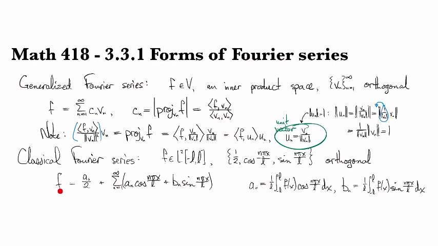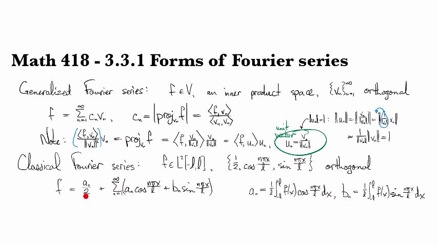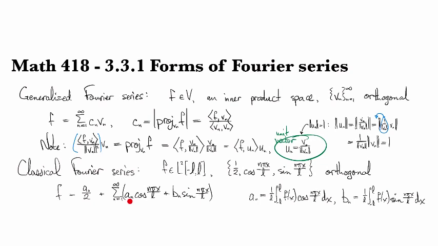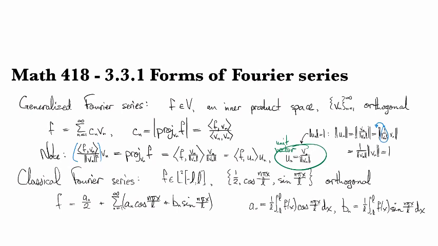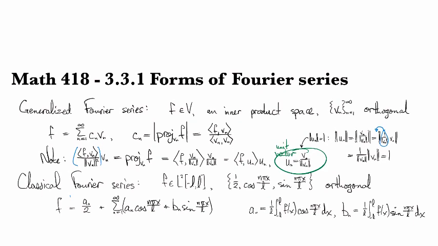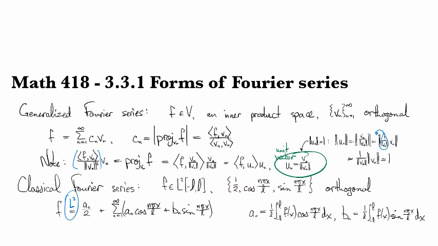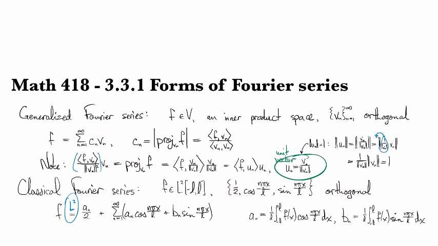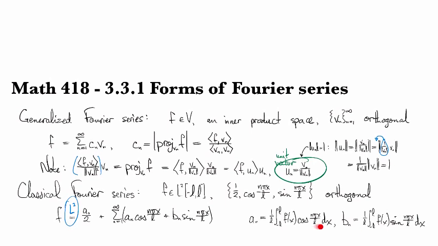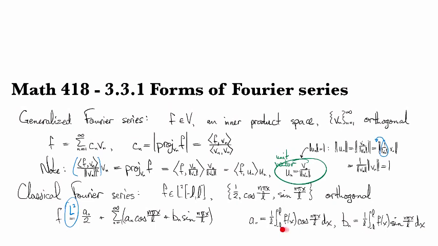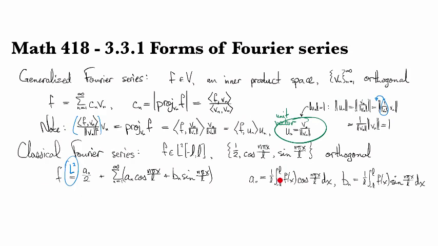And then F will be equal to a naught over 2 plus the sum of an cosine n pi x over L plus bn sine n pi x over L. It's worth pointing out here that this equal sign is in the mean squared sense, or in other words, the convergence of that series is in the sense of L2. And then, of course, those coefficients are given by the standard formula for the Fourier coefficients on the interval from minus L to L. Okay, then there's also the exponential form.